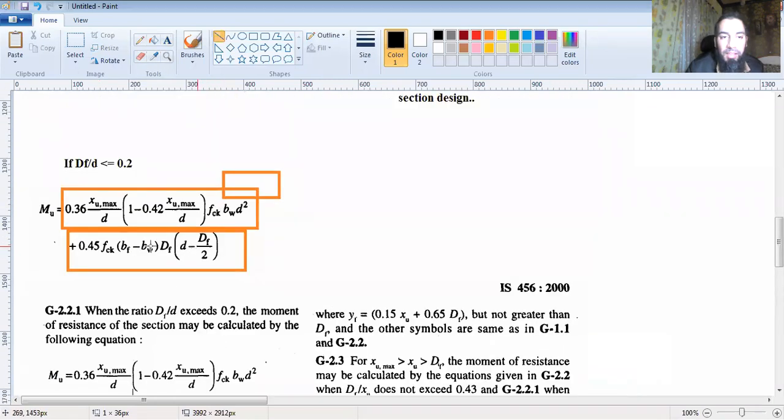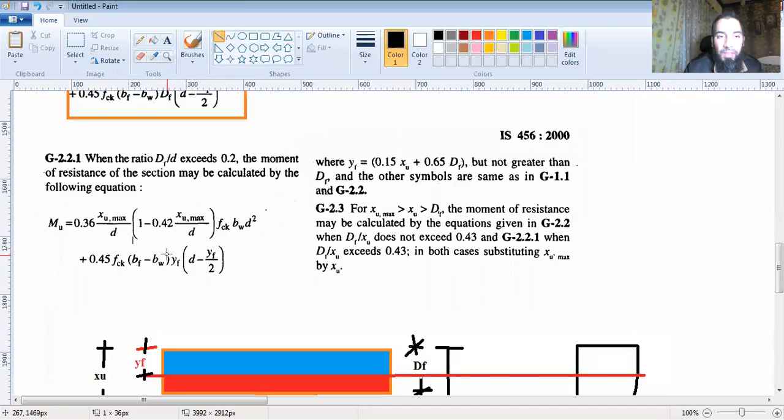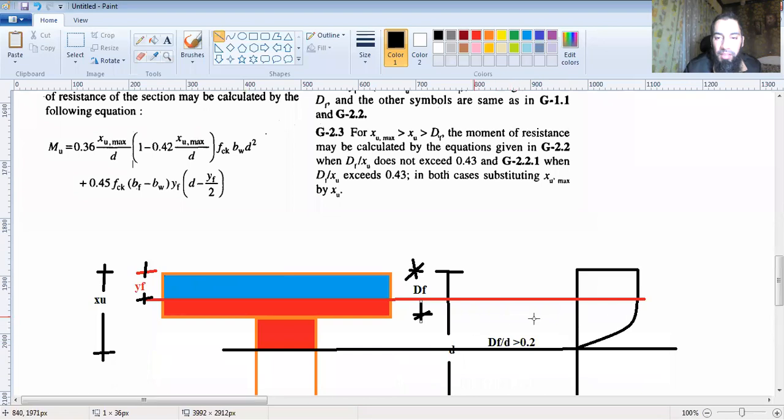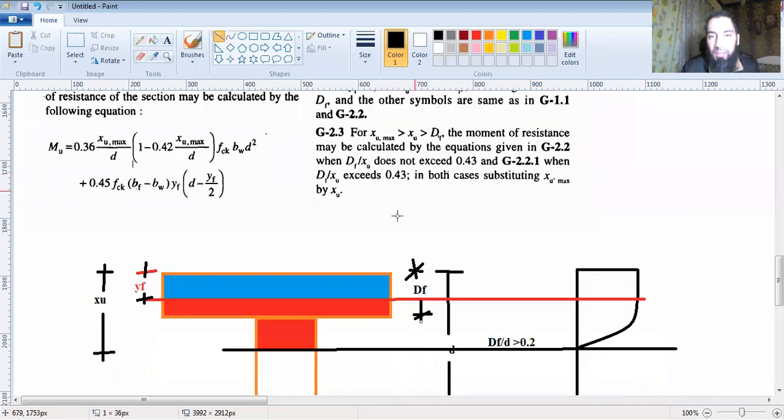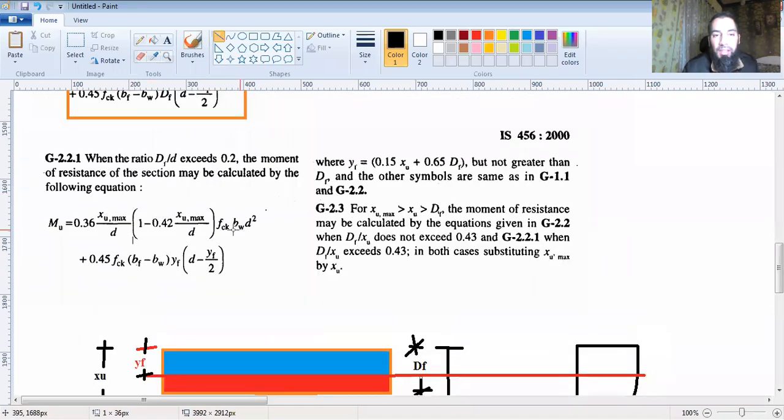जो इससे पहले वाली ये इक्वेशन थी, this one, here you were using the whole Df to be in the linear portion or uniform stress portion. But once Df gets greater than 0.2 times d, then only half of the portion of the flange is now in the linear portion or the uniform portion. और उसको हम, the code mentions it, you can calculate it by yf equal to 0.15 xu plus 0.65 Df. So then this equation is accordingly changed.